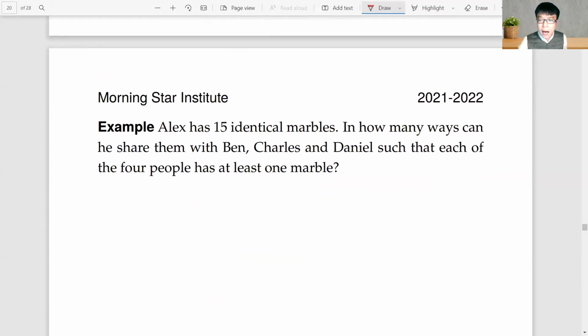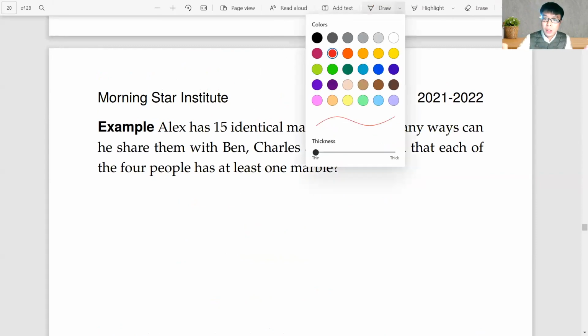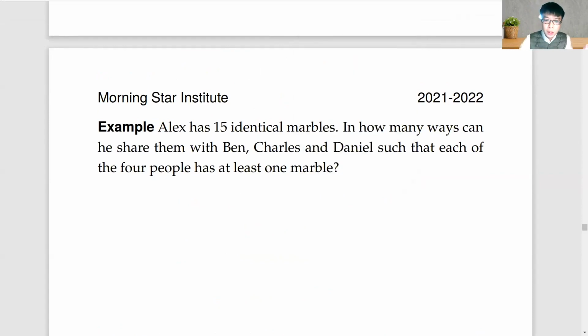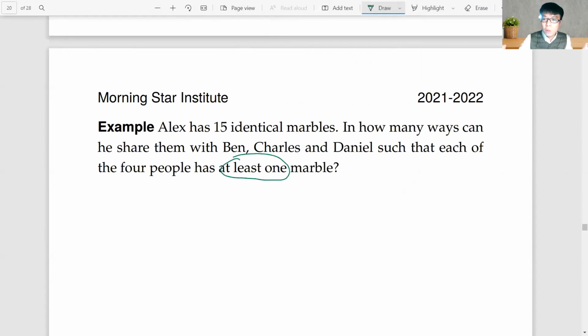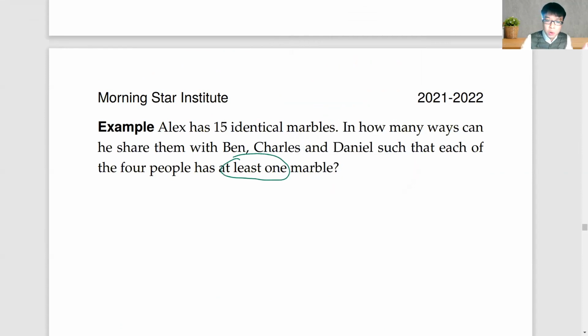Here I'd like to highlight some keywords. The keywords here are: everybody has at least 1 marble, and the other keyword is that those marbles are identical. Those 2 are keywords. Because they are all identical, what matters is the number only. We don't distinguish marbles, so what matters is just the number in everybody's hand.